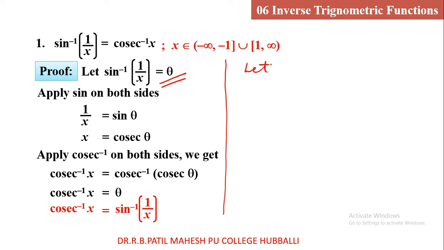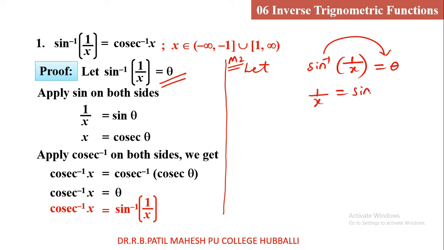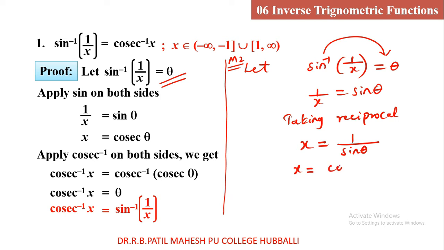This is one method: apply sine on both sides, apply cosec inverse on both sides. Or else you can do it in this way also. Method number 2, same pattern but little changes I will do here to understand better. Sine inverse of 1 by x equals theta, taking sine inverse to the right side, that will be sine theta. Now taking reciprocal on both sides, hope you remember how to take reciprocals. Taking reciprocal, 1 by x reciprocal will be x, sine theta reciprocal will be 1 upon sine theta. So from trigonometry, 1 upon sine theta can be written as cosec theta. Then you take cosec to the left side, so that cosec inverse x.